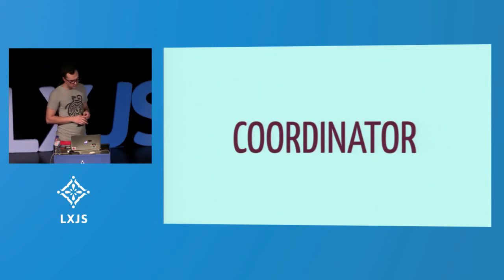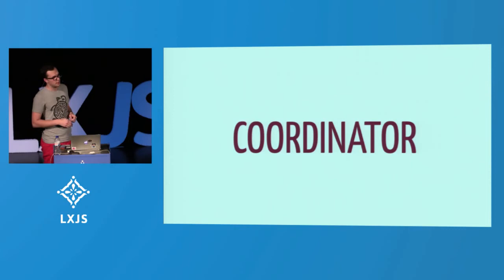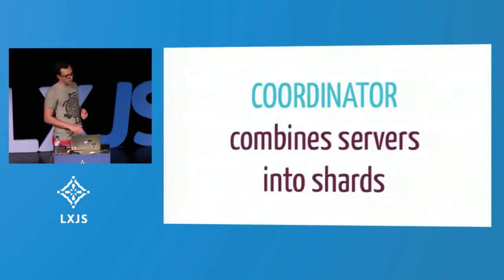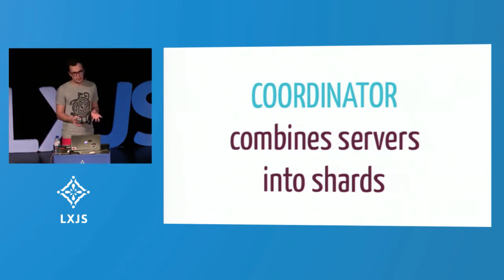So we use a coordinator. It's a node, not Node.js, just a usual node, that doesn't hold any data, but it knows everything about the cluster. Normally you do a PUT request on the coordinator, and it says where it put the data. The coordinator also combines servers into shards. Dominic told you about shards. So basically, a shard is just a bunch of servers that hold the same data.